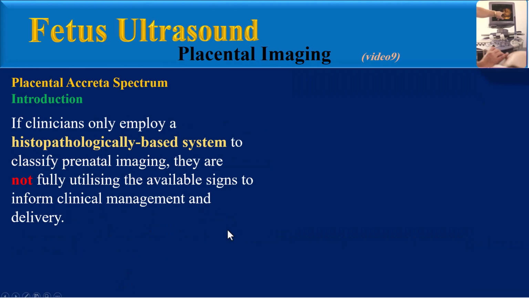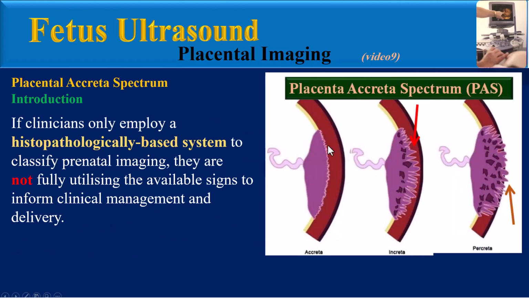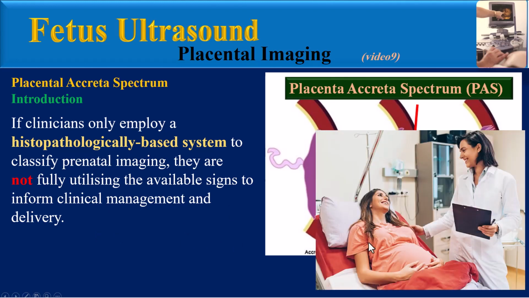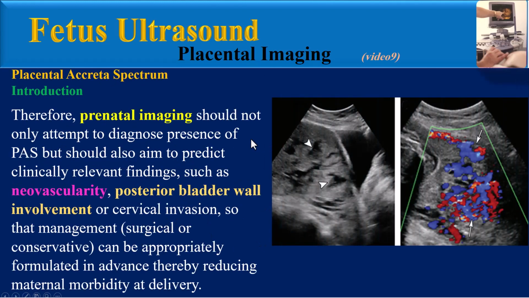If clinicians only employ a histopathological-based system to classify prenatal imaging, they are not fully utilizing the available science to inform clinical management and delivery. Therefore, prenatal imaging should not only attempt to diagnose presence of placenta accreta spectrum, but should also aim to predict clinically relevant findings, such as neovascularity, posterior bladder wall involvement, or cervical invasion, so that management, surgical or conservative, can be appropriately formulated in advance, reducing maternal morbidity at delivery.